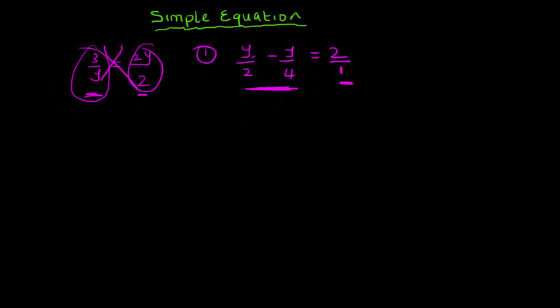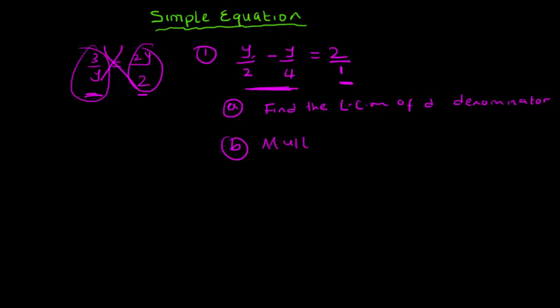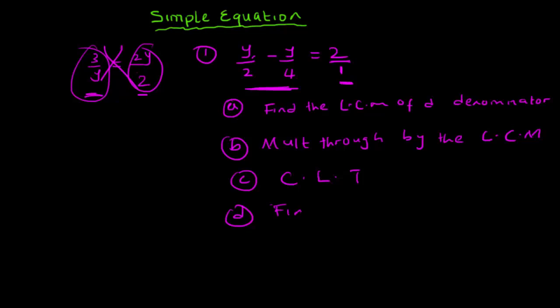Now this is the first step. Step number 1 or step A: find the LCM of the denominators. Then B would be to multiply through by the LCM. Then step C will be to collect like terms, and as soon as you do that, you can find the unknown. If you follow these steps, you should be able to solve any question with ease.